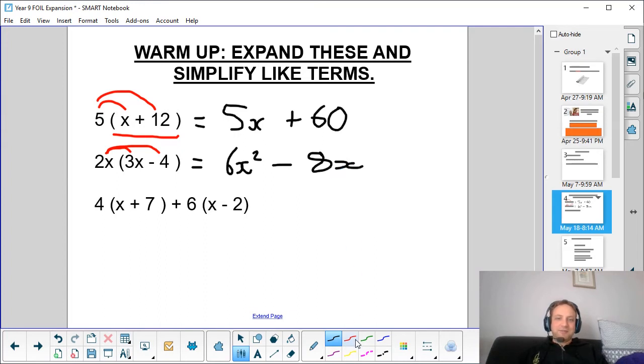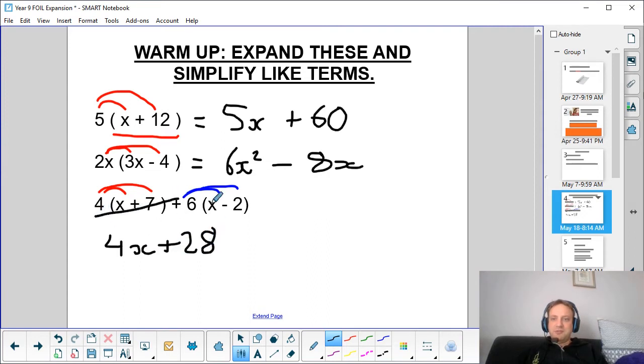We then built on that and handled doing not one expansion, but two. We did them one at a time. So we went 4 times x, 4x. 4 times 7 is 28. Right, we were done with that one. We move on to this one here. 6 times x is 6x, and 6 times negative 2, because we're timesing a positive and a negative now, is minus 12.